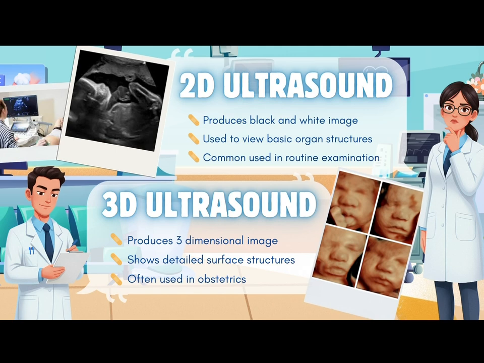Next is 3D ultrasound. Unlike 2D ultrasound, this type produces three-dimensional images. It allows doctors to see surface details more clearly, which is especially useful in obstetrics. For example, it helps doctors observe the shape and structures of the fetus more accurately compared to 2D images.